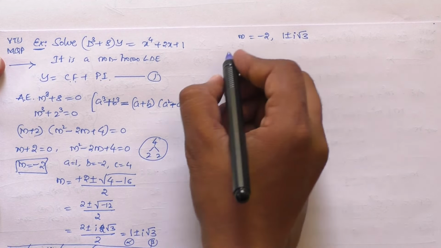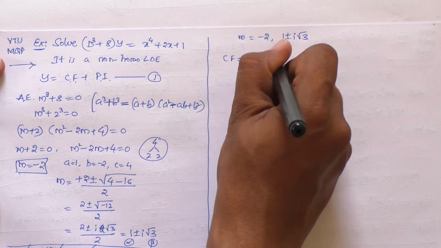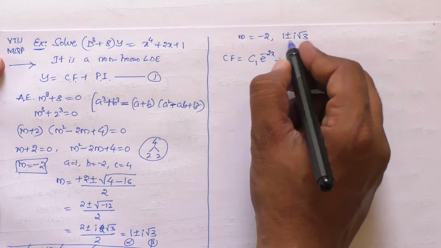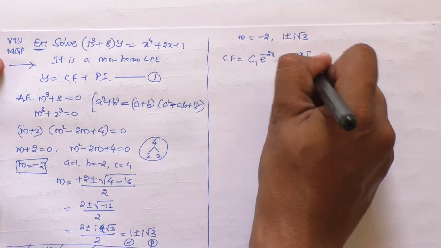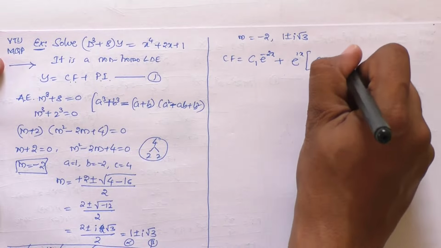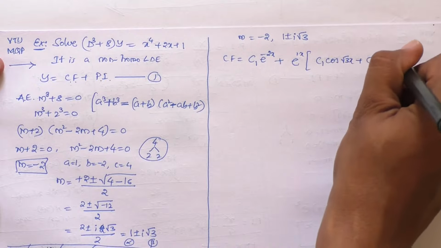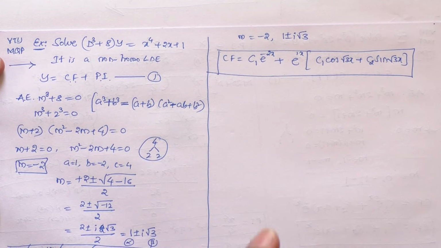So here let us write CF. The complementary function CF: for one real root, c1 e raised to minus 2x, plus for the pair of conjugate complex roots, e raised to alpha x, that is e raised to 1x, into bracket c2 cos root 3x plus c3 sin root 3x. So in total this is the final CF.